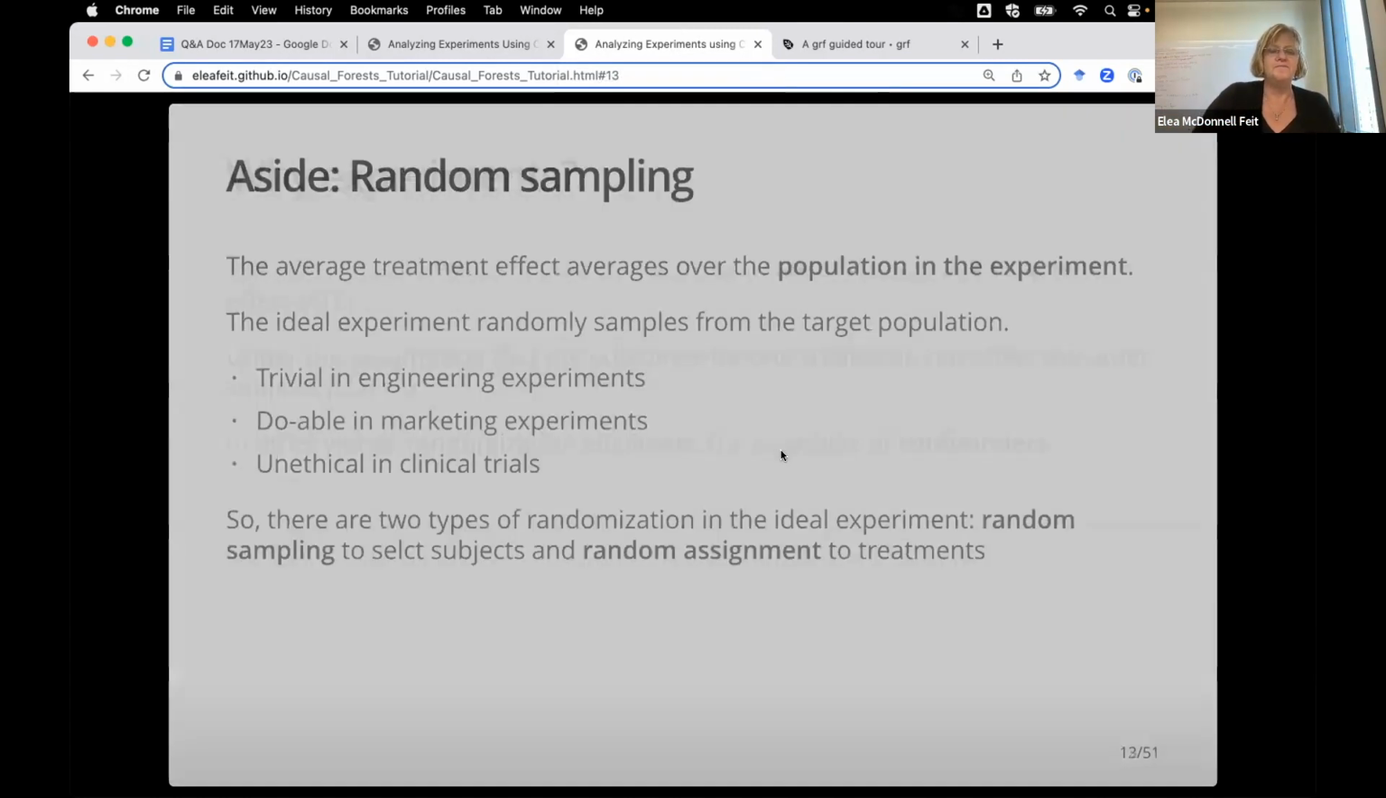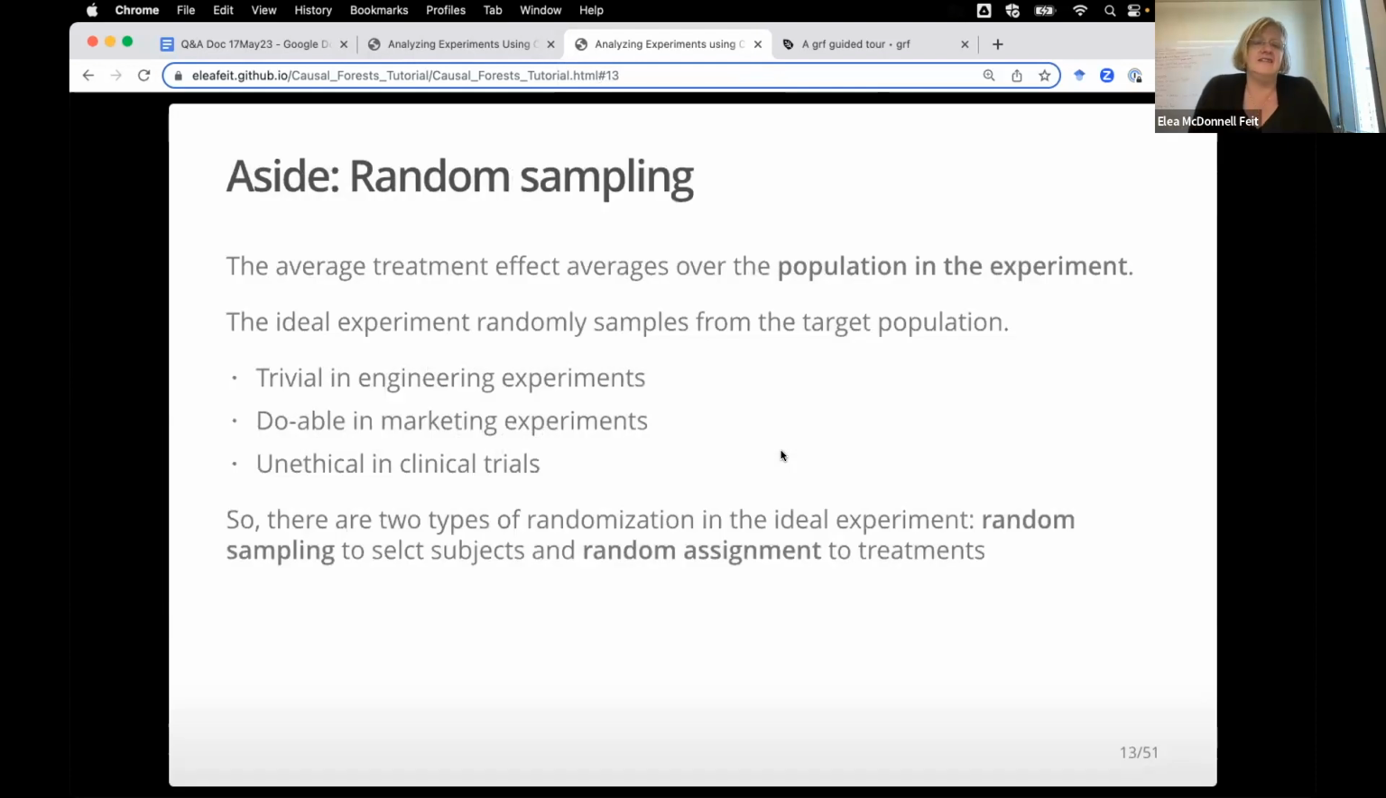So I had one other little aside that I wanted to drop on you. The average treatment effect is actually the average of the population that is in the experiment. So ideally, if your experiment can't be the full population, it should be a random sample from whatever population you're trying to study. So in engineering experiments, that's trivial. Like, say, if I want to see how two different manufacturing processes perform, I can easily sample the parts that I want to include in that experiment off the line at random, no problem.